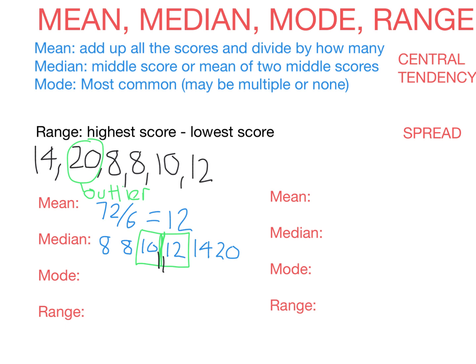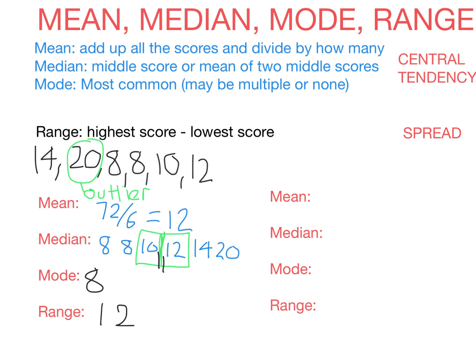The mode is the most common score. Well, here 8 is the only score that's repeated, so the mode would be 8. Now, if no scores are repeated, then there are no modes. If there are multiple scores that have the same highest frequency, the data can have 2 modes, it can have 3 modes, whatever. All right, the range for this data is simply highest minus lowest. So it's 20 minus 8, which is 12.